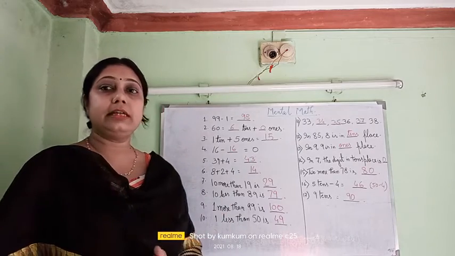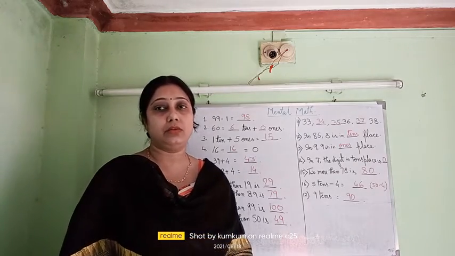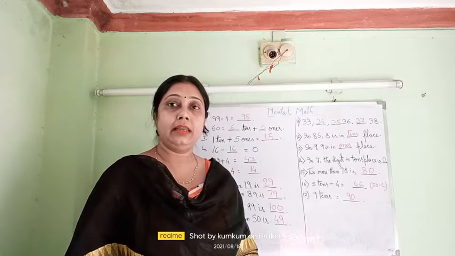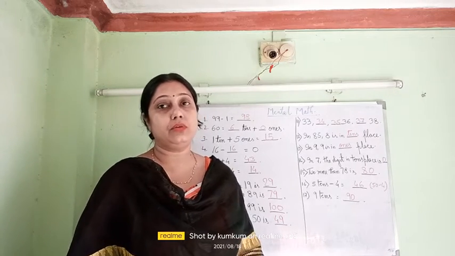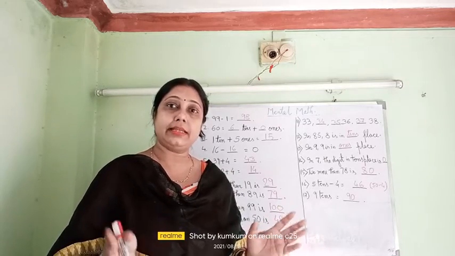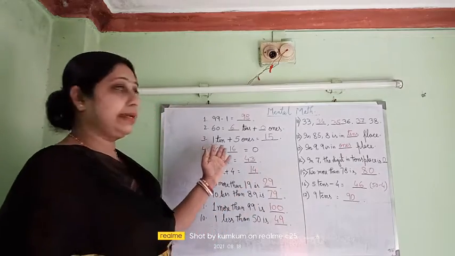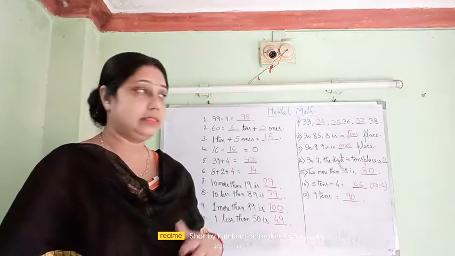Next, 16 minus how much will be 0? So from 16, we are going to subtract 16 so that the answer is 0. We know that if we are subtracting the same number, the answer always comes 0. So here I am subtracting 16 minus 16 is 0.